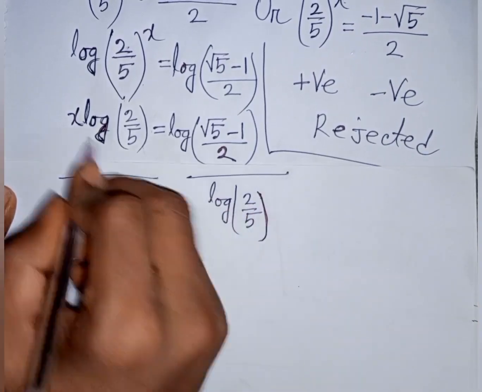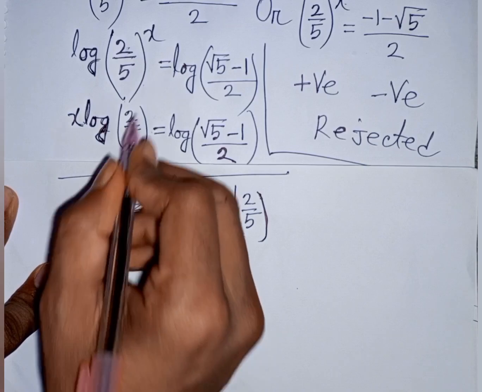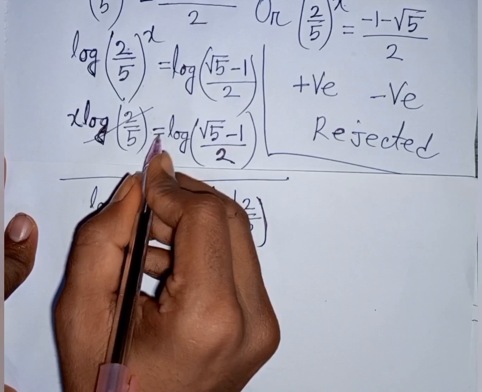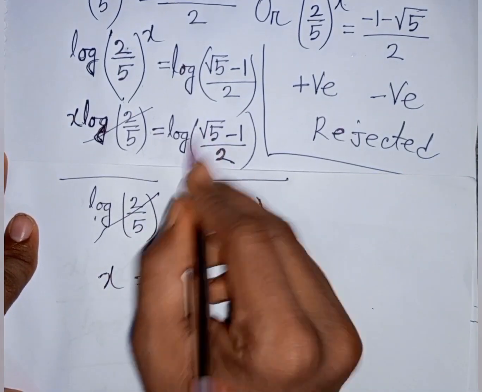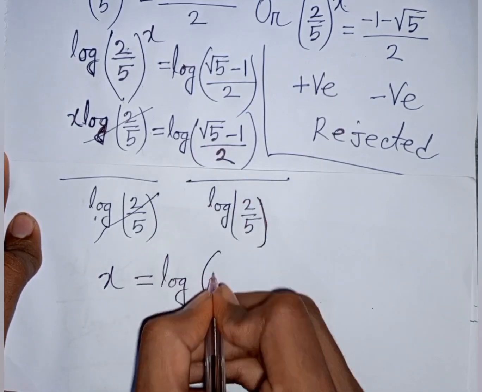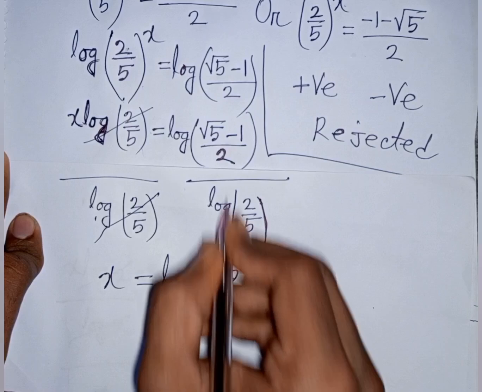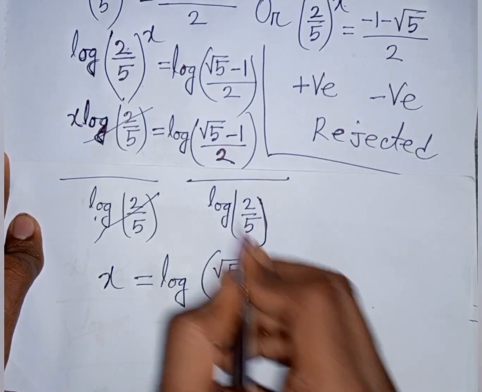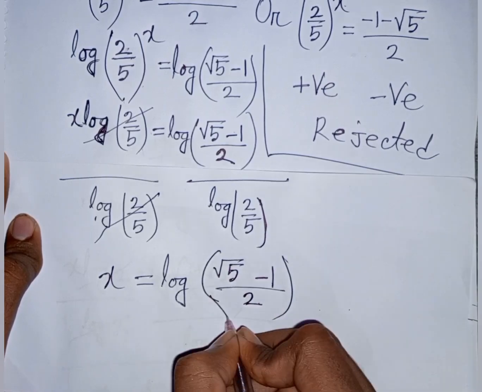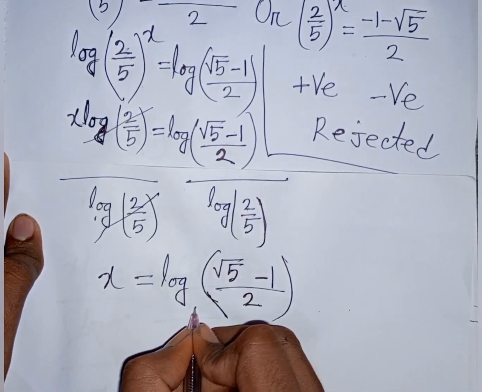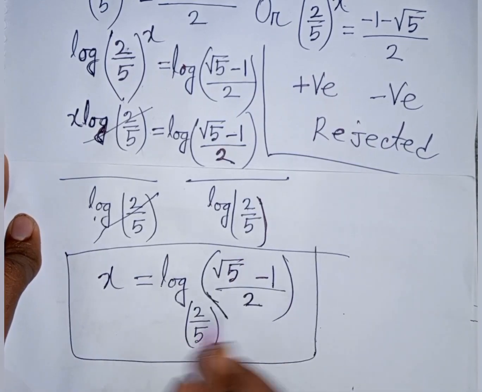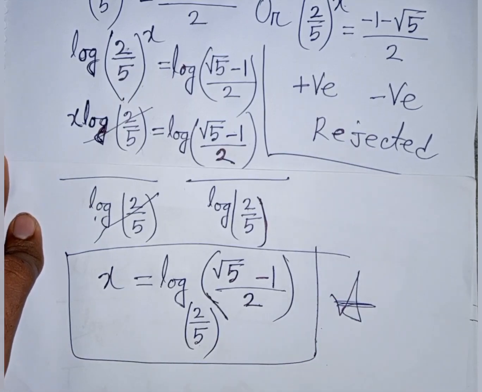Now this log of 2 by 5, this log of 2 by 5 will be cancelled. So here x will be equal to this divided by this, that means it will be log of square root of 5 minus 1 over 2, then base of 2 by 5. So this is the value of x, so this is our final answer.